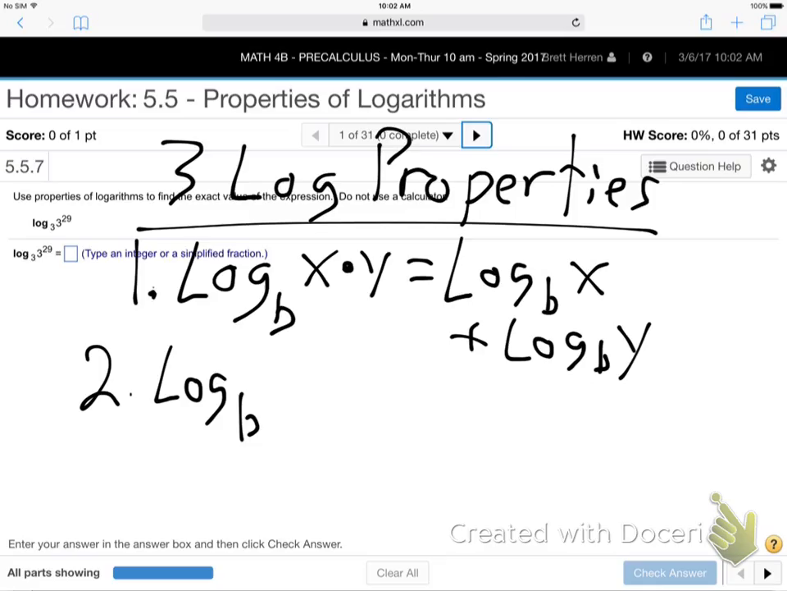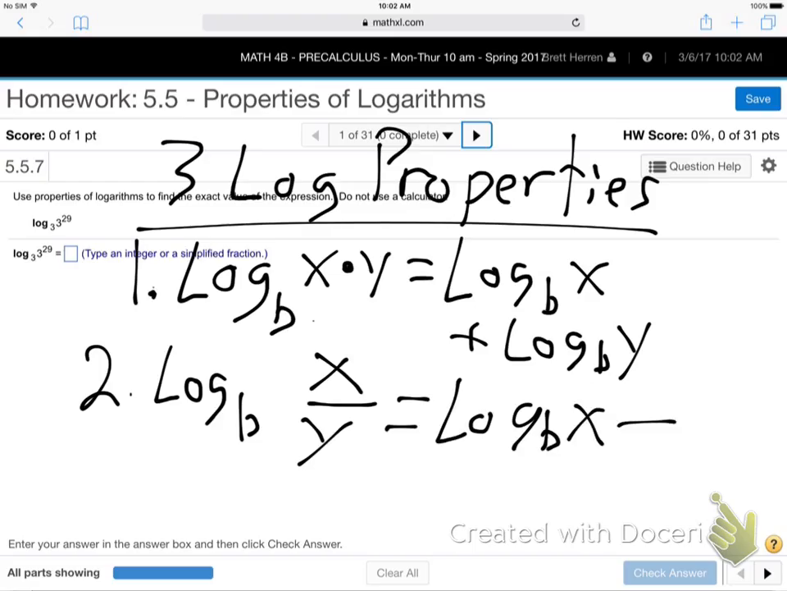Number two. Dividing for one log becomes subtraction for two.